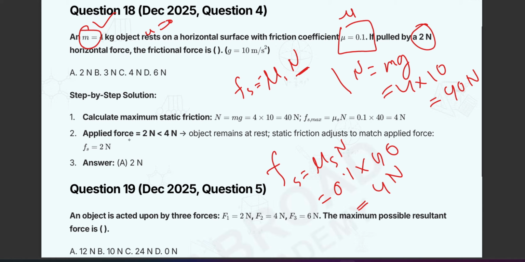So here is part 2. Applied force equals 2 Newton, which is less than 4 Newton. The object remains at rest. Static friction adjusts to match the applied force. So that's why Fs is 2 Newton. So the answer will be 2 Newton.